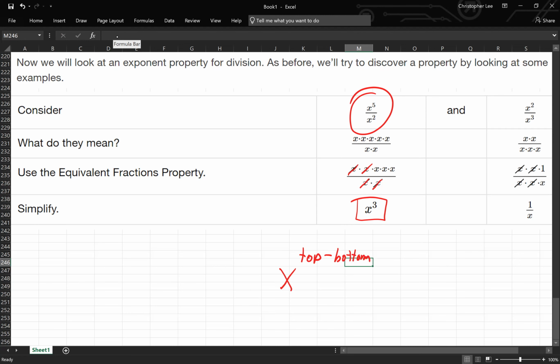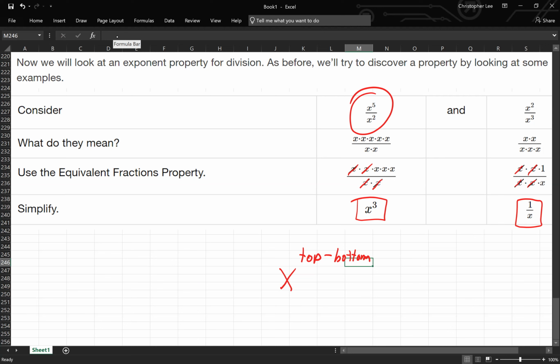Same thing on the other one. Let's take a look at this one. I have x to the second power divided by x to the third power. X to the second is just x times x, over x to the third, which is just x times x times x. We're dividing it out, so this matches the bottom, and this matches the bottom. So what am I left with? I'm left with just 1 over x, and that's my answer.